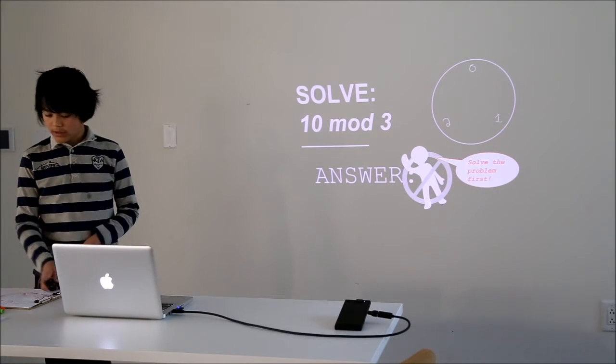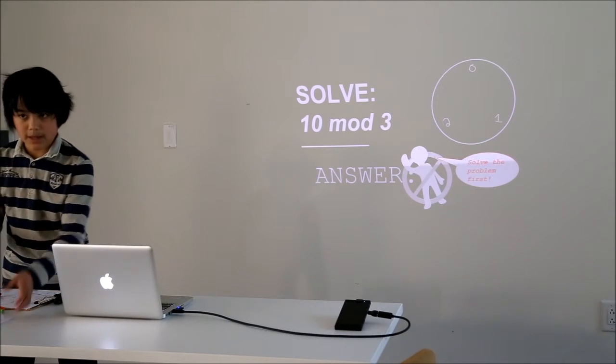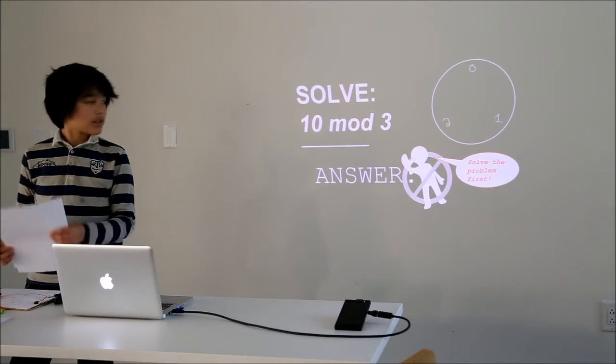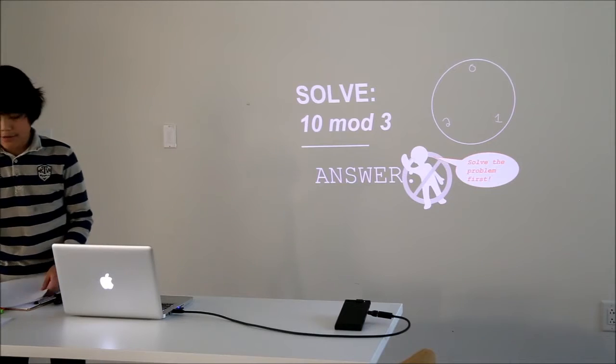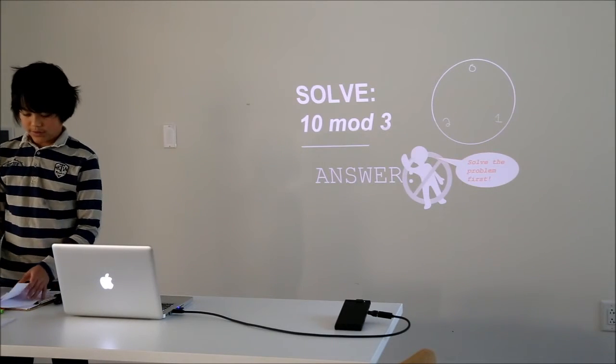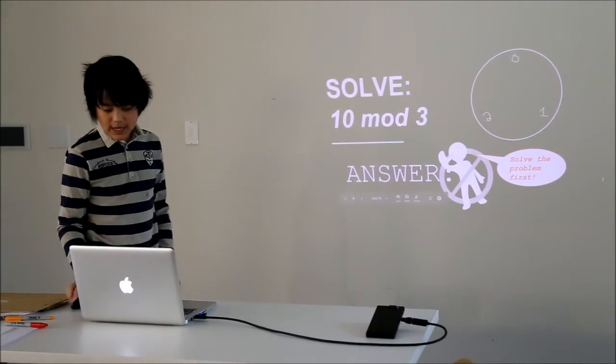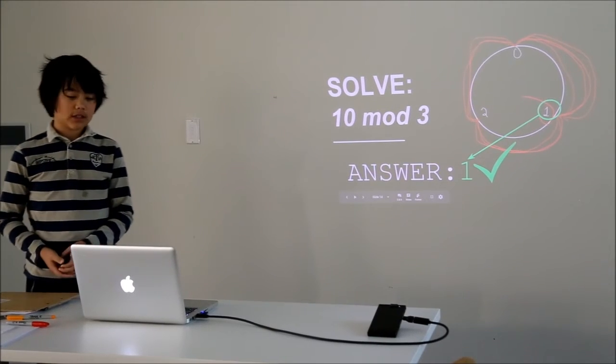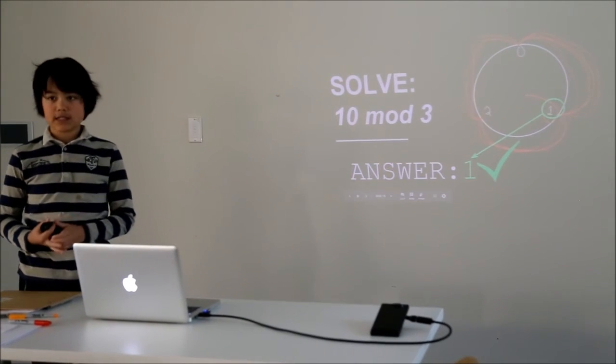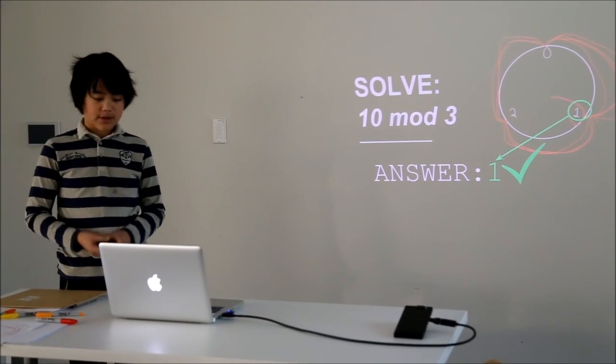Now I want you to solve these on your own. I'm going to get pieces of paper. So we want you to solve 10 mod 3, and I've already done the diagram for all of you. If you got the answer 1, then you would be correct because you went 10 times clockwise starting with 0.